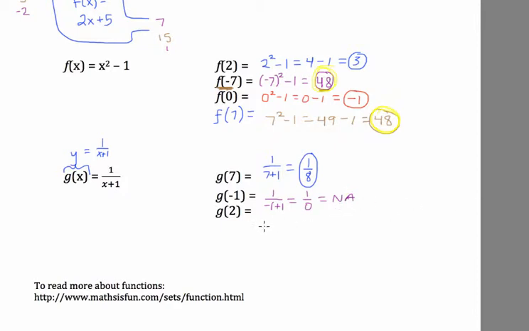Let's do the last one, g of 2. Equals 1/3. Remember I talked about domain being the possible inputs? Notice that since g of negative 1 had no solution, negative 1 would not be in the domain of this function. 1/8 and 1/3 are part of the range of this function, possible outputs. To read more about functions, you can go to this website.